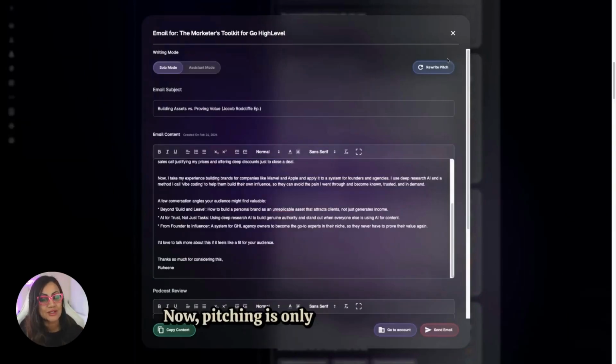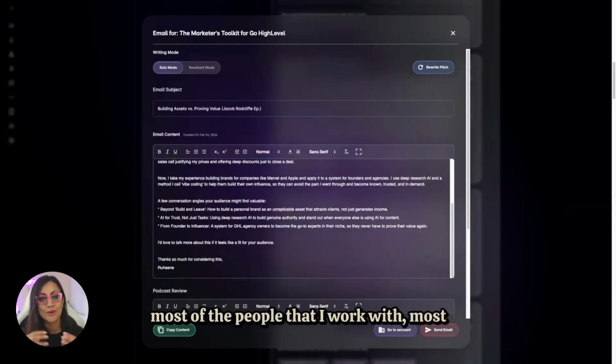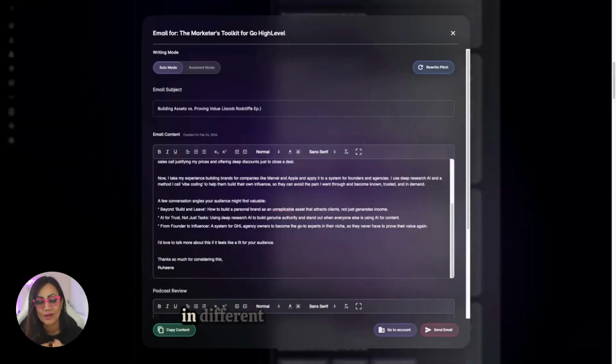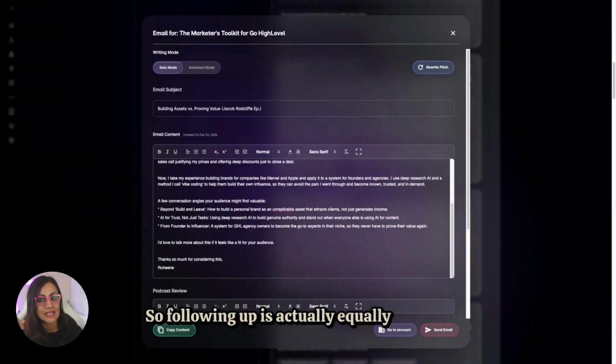Now, pitching is only the first half of the game. A lot of people have found success and gotten responses from their very first pitch, but most of the clients and the experts that I work with in different industries tend to get a response after their first or second follow-up. So following up is actually equally important to pitching in the first place.